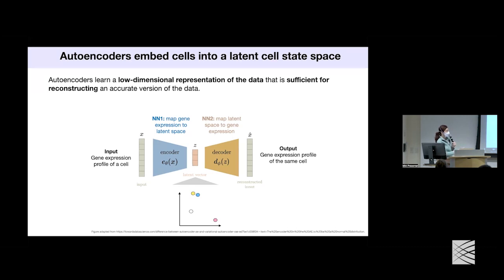So we're doing this with neural networks. If we were to do this just in a linear way, it would be PCA. In PCA, we take our gene expression profiles and convert them into a low dimensional representation of PC1, PC2, PC3, and so on, and then we decode it. But here we allow it to learn more complicated, nonlinear functions from gene expression to the latent space and from the latent space to gene expression.